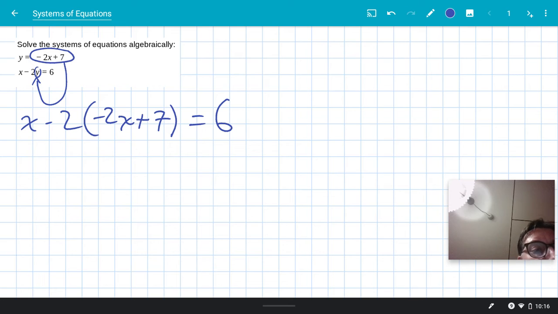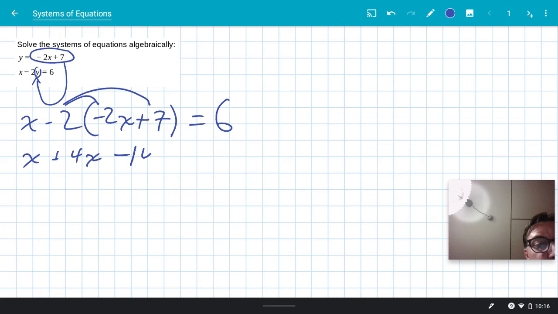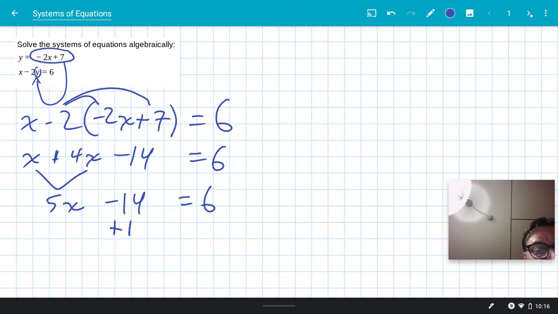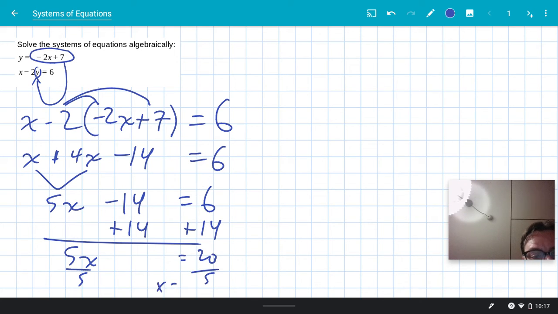So what I've done is I've made one equation with just x in it, and now I can just solve for x, right? So to get x by itself, I'm going to distribute this negative 2, right? So I have x plus 4x minus 14 equals 6. I'm going to combine these two. 5x minus 14 equals 6. I have 5x equals 20 and x equals 4.